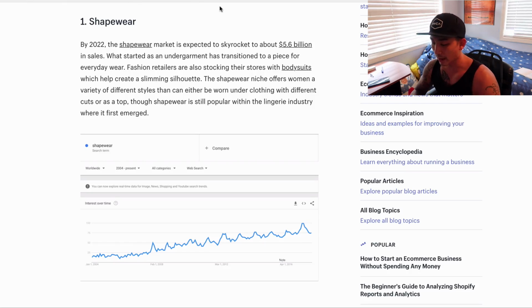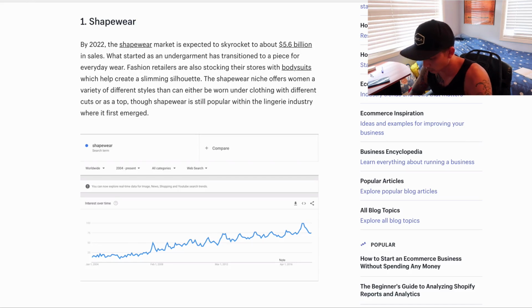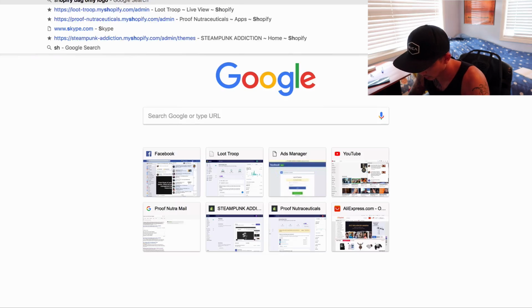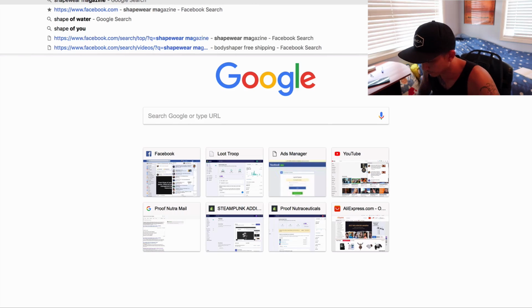So what do I do next? I just picked my niche and I have a few ideas of what I wanna target on Facebook. So the first thing I like to do is look for specific things I can target. So like magazines, right? So maybe we'll type in shapewear magazine. Let's see what comes up.